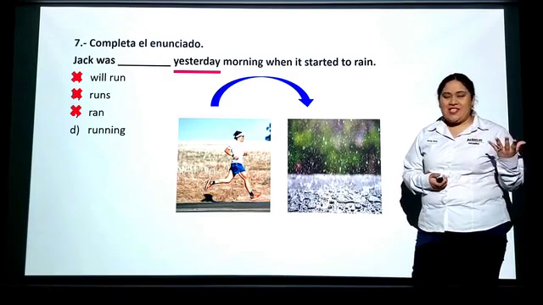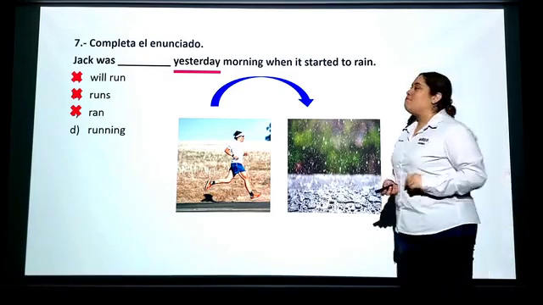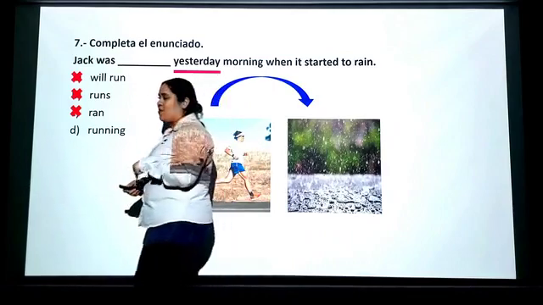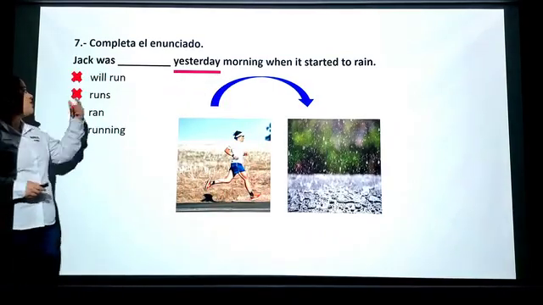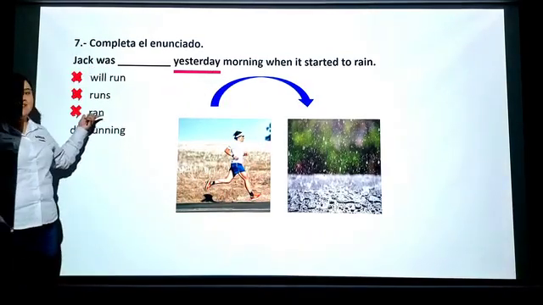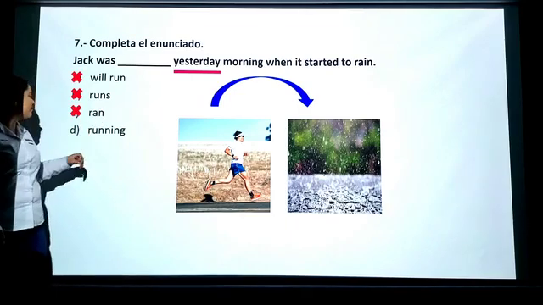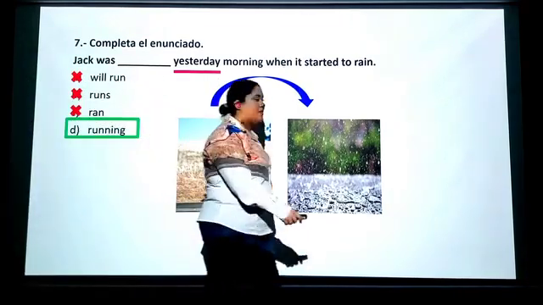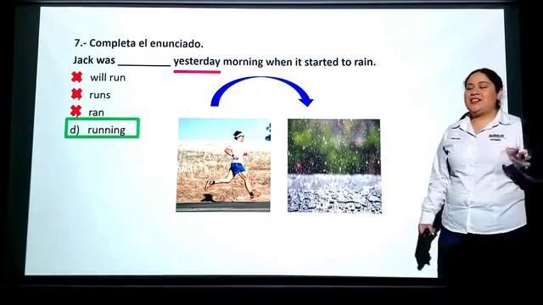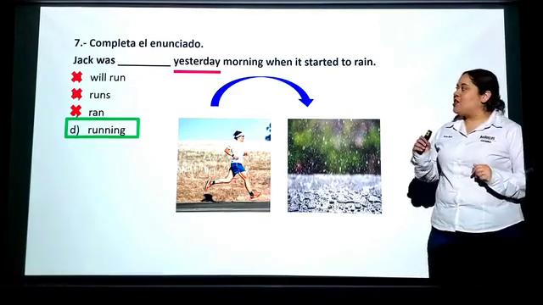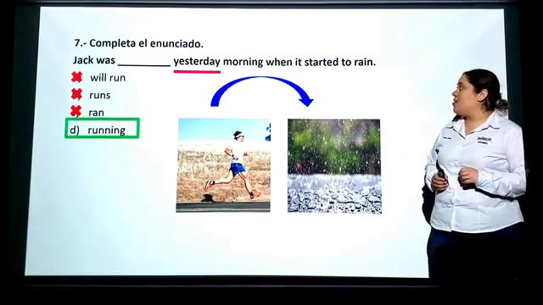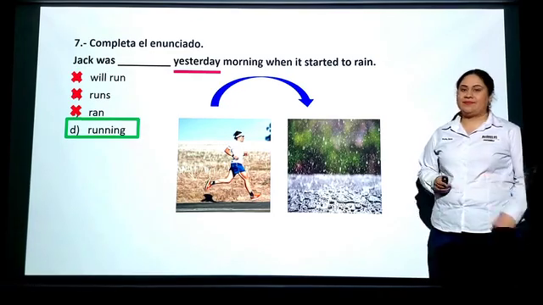But why, teacher? This is also in past. Well, by now, you must know that you can never use past and past. Never do it. Now, I am going to choose running then. So the sentence ends up being, Jack was running yesterday morning when it started to rain.